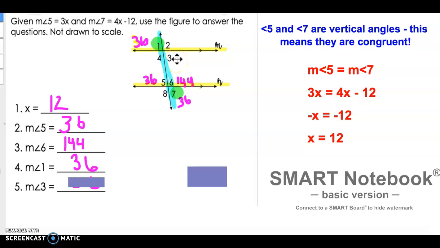And one more way to figure it out, angle 1 and angle 3 are vertical angles, and going back to what we talked about for vertical angles in the very beginning, we know that they are congruent. So any of those ways will tell you that the measure of angle 3 is 36 degrees.